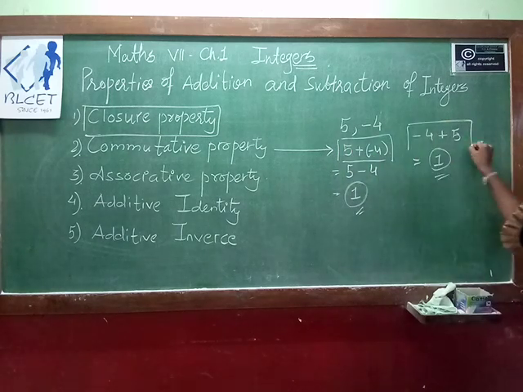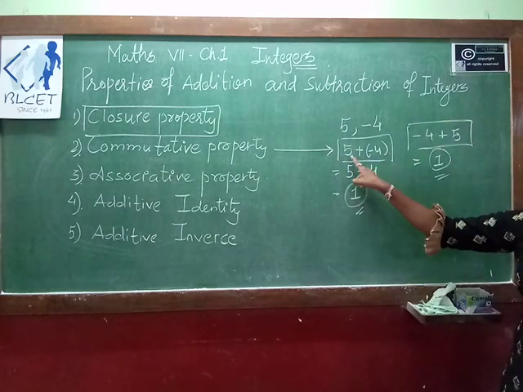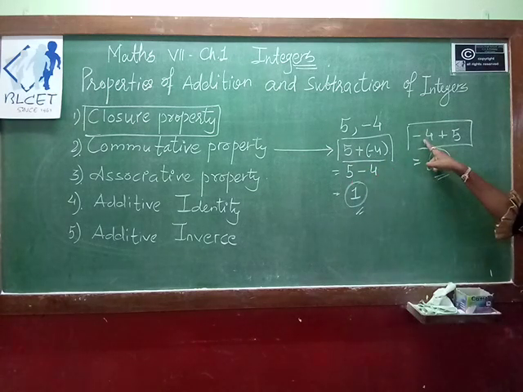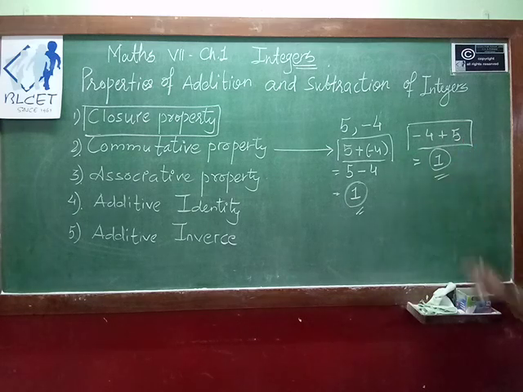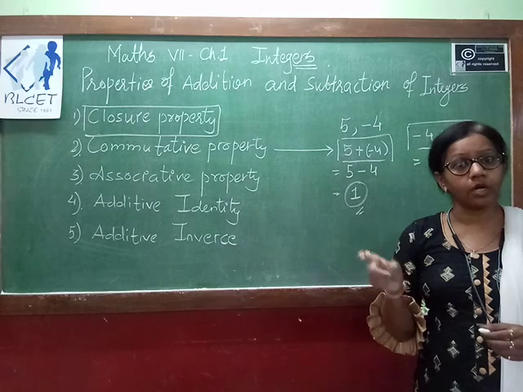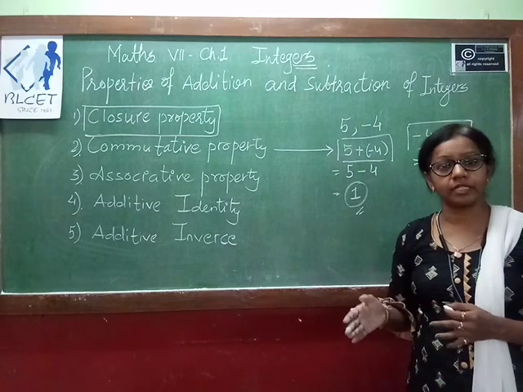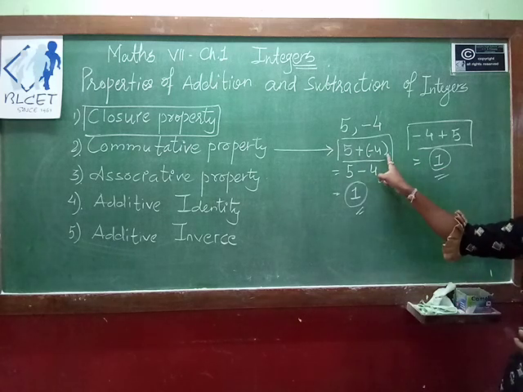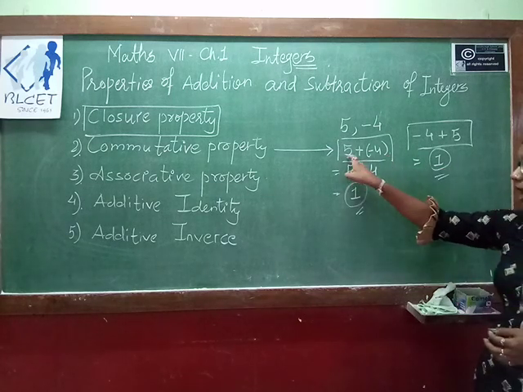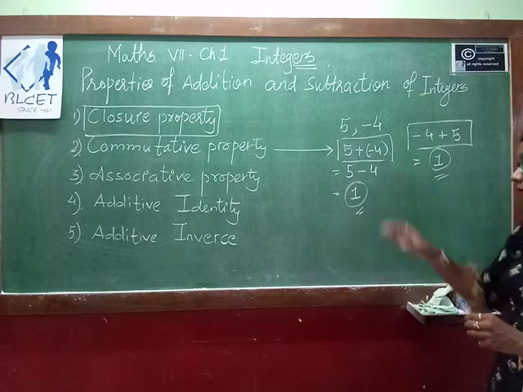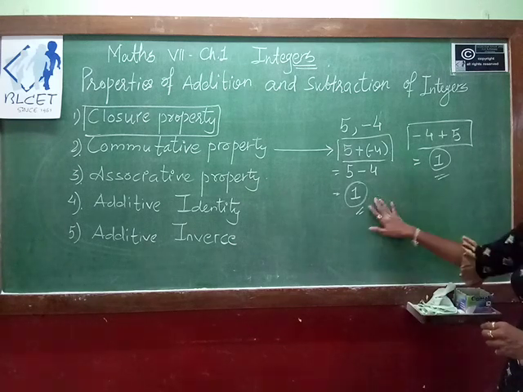What do you observe? Here I have written 5 plus minus 4. Here I have written minus 4 first and then 5. It means if you have two integers and you change the order of the integers and do the addition, you are still getting the same answer. I have changed the order of addition. First I wrote 5, but here I wrote minus 4. So I have interchanged the order of the addition, and whatever answer I am getting, both answers are the same.